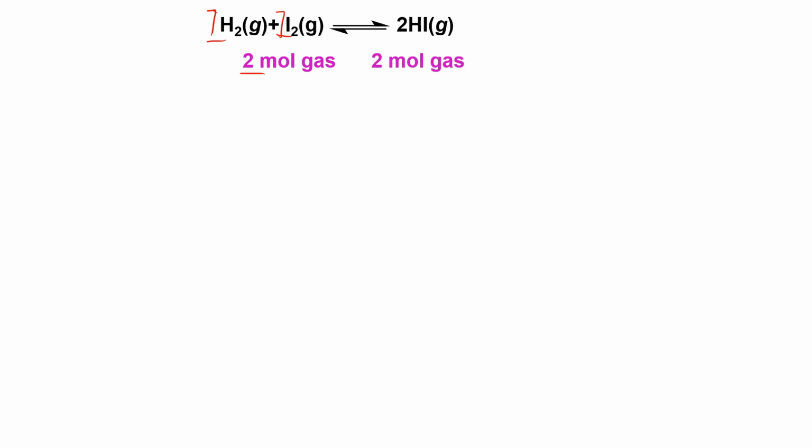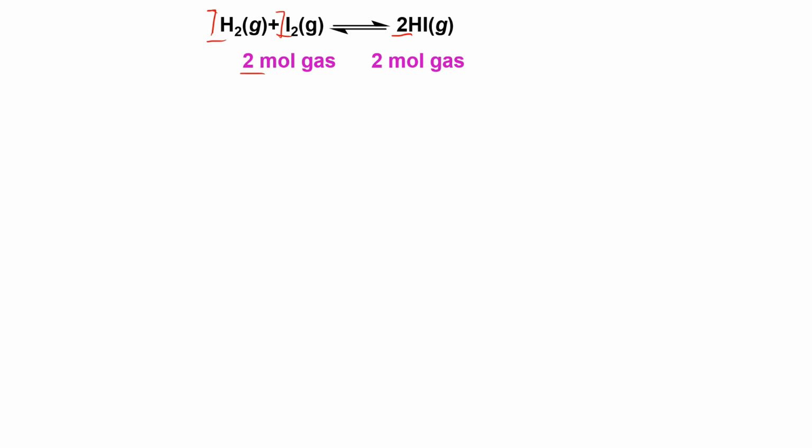Now we look at the second example, H2 and I2 produce 2HI. Okay, now I will start to count how many moles for the reactant and product. So for the reactant, you will get 1 plus 1, so the total is 2 moles of gas on your reactant side. And how about the product? The product is 2 moles. So you only count the gas, and the total of reactant and product.